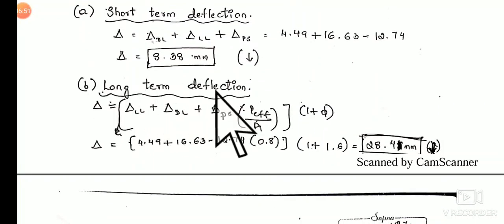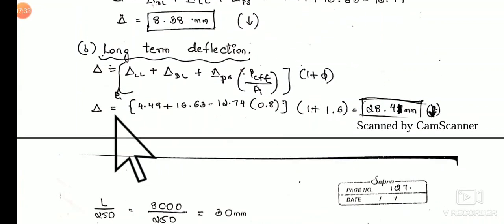To calculate the long term deflection, we have this formula: delta is equal to deflection due to dead load plus deflection due to live load plus deflection due to pre-stress into effective pre-stressing force divided by initial pre-stressing force, into (1 plus phi). We know the deflection due to dead load, live load, and pre-stressing force and eccentricity. Now, P effective by Pi, that is the ratio of the effective pre-stressing force to the initial pre-stressing force, is nothing but the loss ratio. It is given in the data, into 1 plus phi, where phi is the creep coefficient. It is also given in the data.